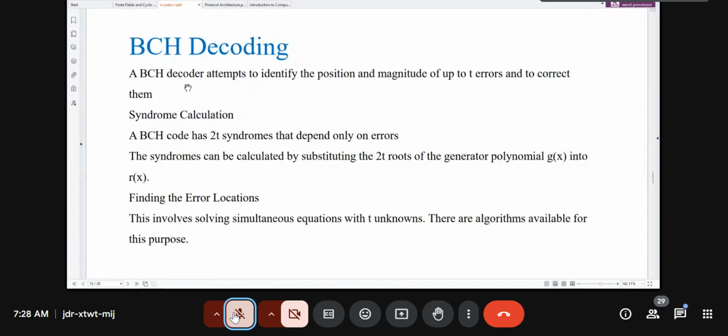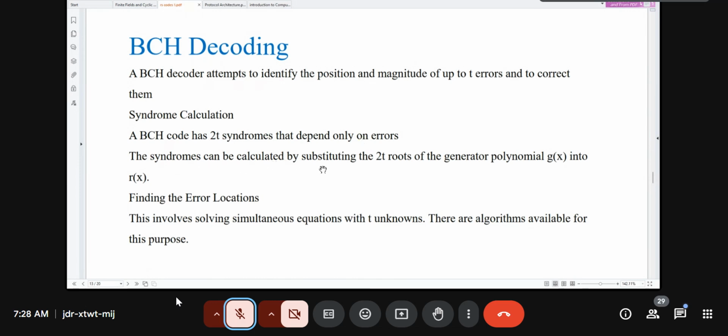So a BCH decoder, of course, what it will do is try to identify the position and magnitude. We are saying position is which bit is in error, and the magnitude, whether it is 0 or 1, up to t errors, and to correct them. So we are going to use the syndrome method, syndrome calculation, and of course, a BCH code has 2t syndromes that only depend on errors.